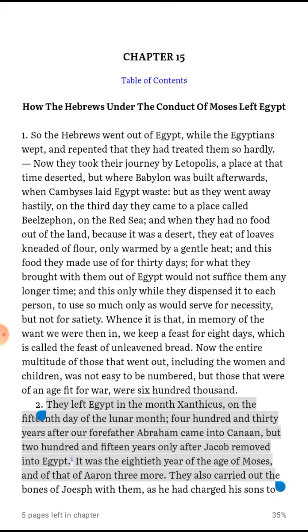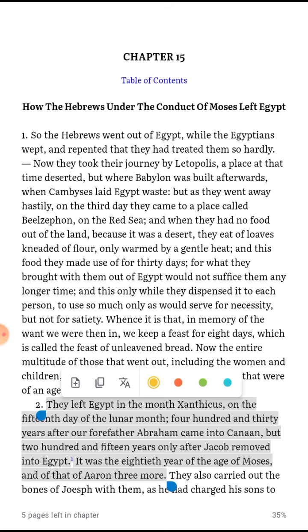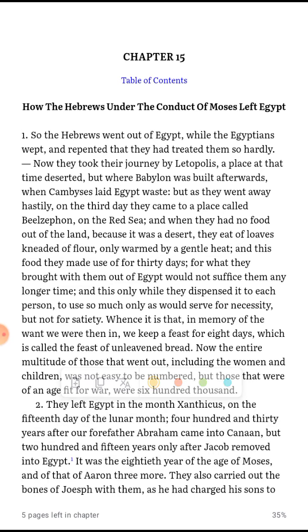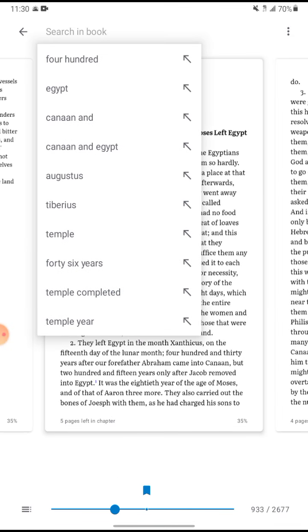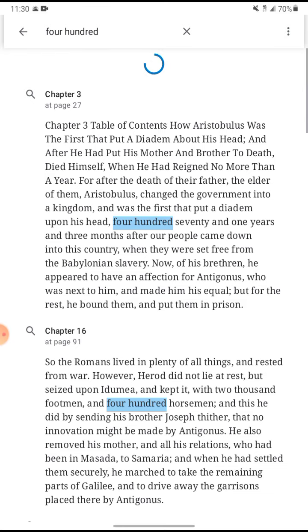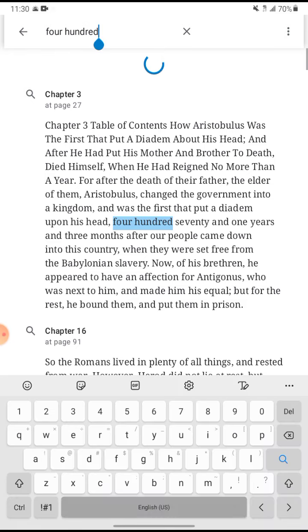So, we read, "They left Egypt in the month Xanthicus on the 15th day of the lunar month, 430 years after our forefather Abraham came into Canaan, but 215 years only after Jacob removed into Egypt. It was the 80th year of the age of Moses, and of that of Aaron 3 more." And I should also type in 400 years here. So 400, let me add years.